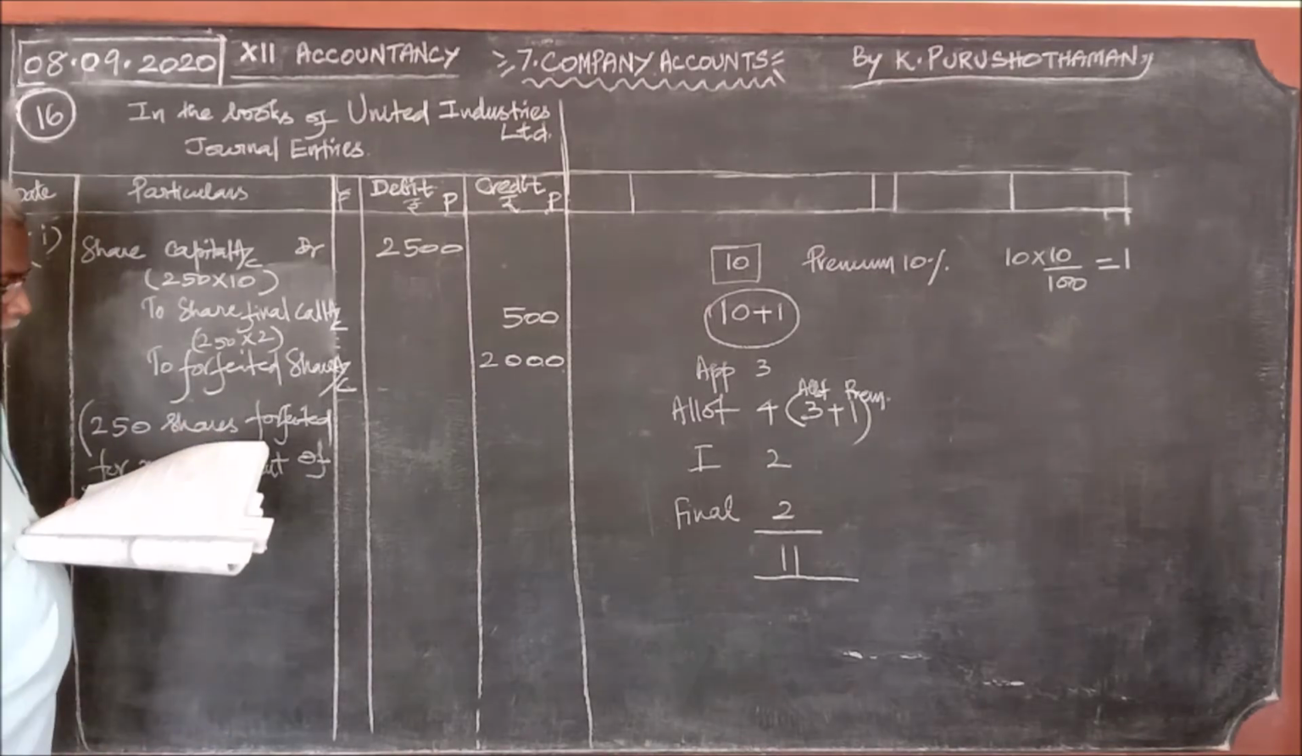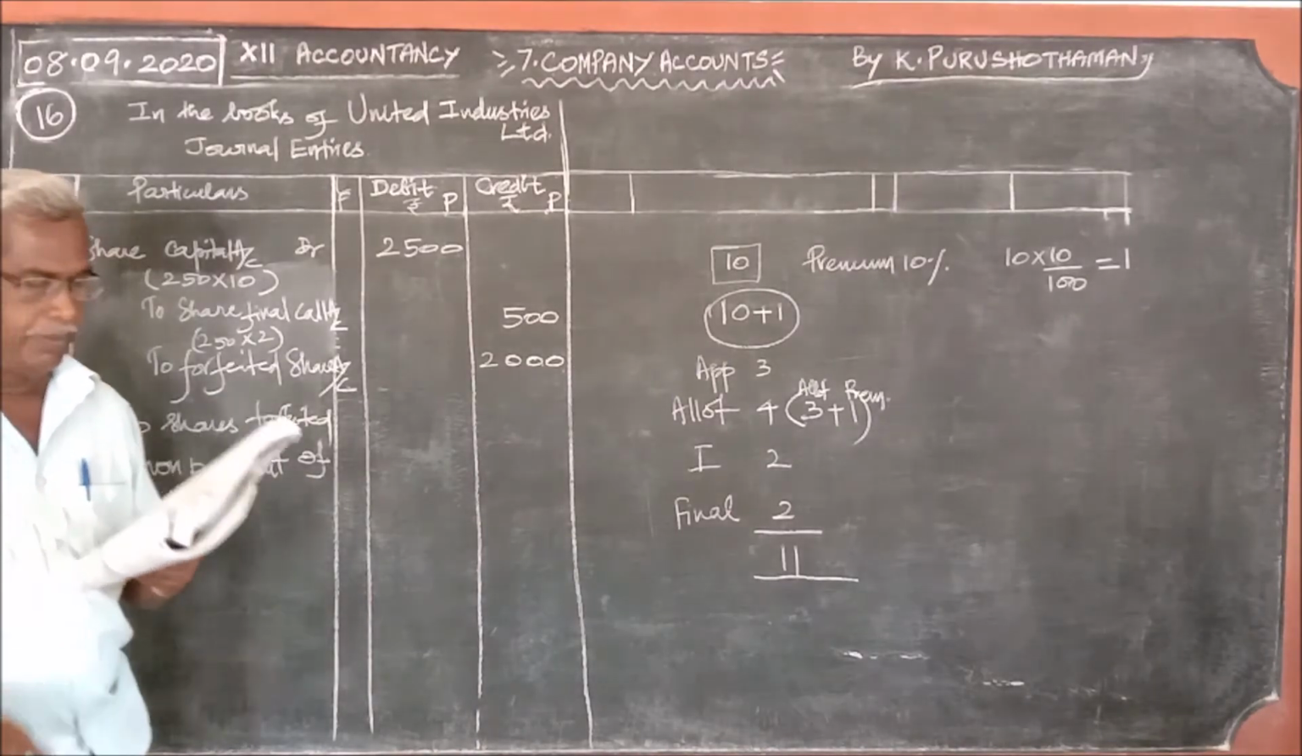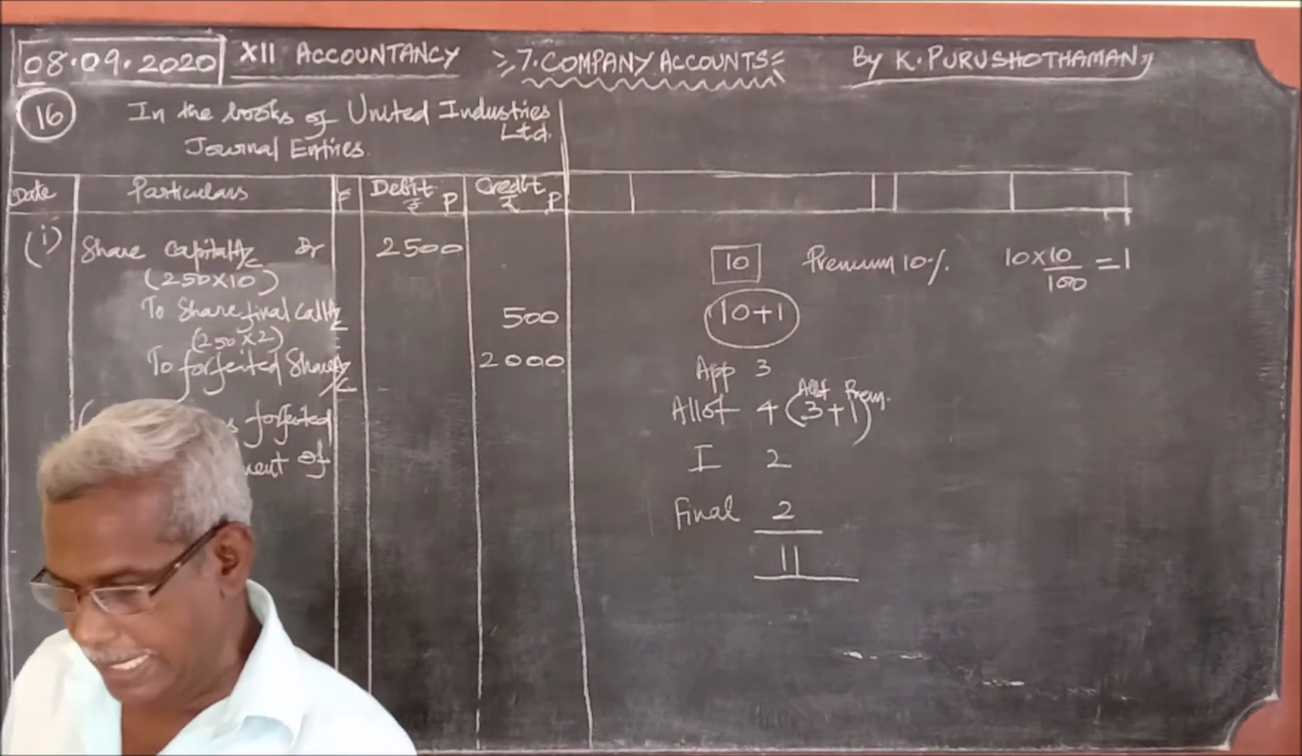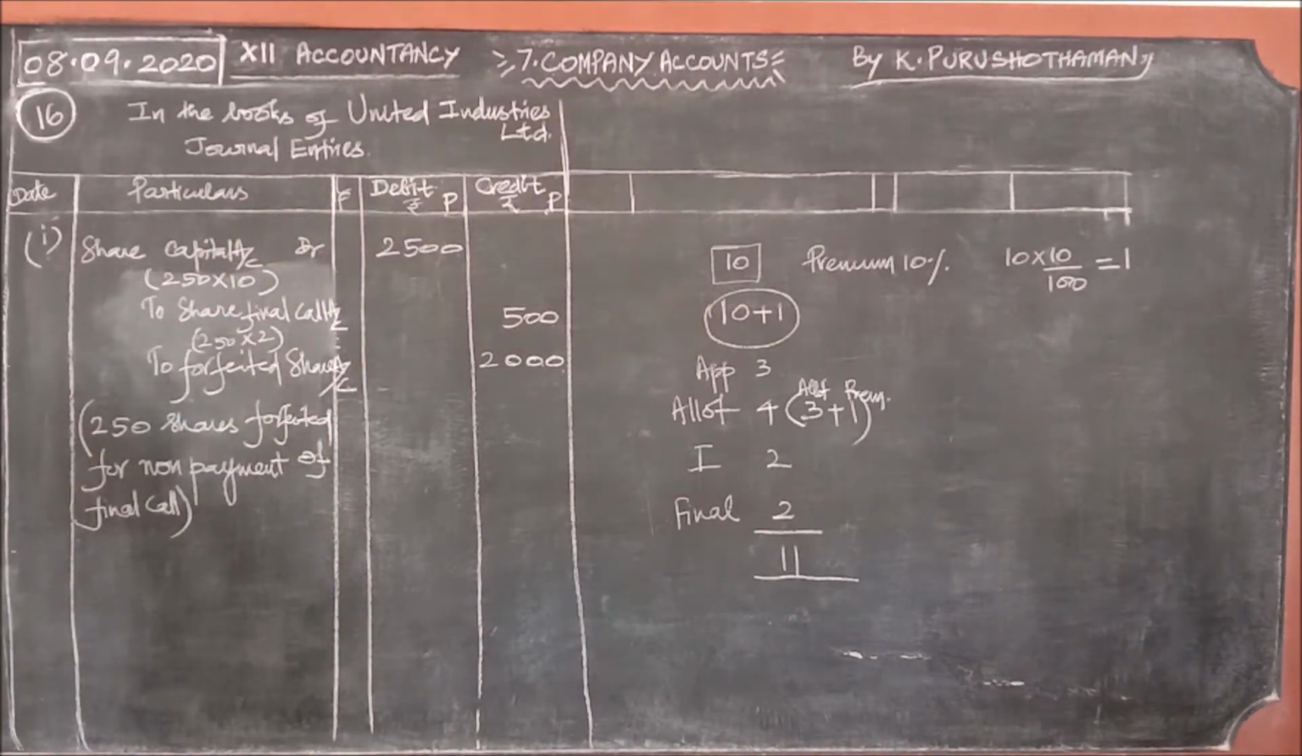Then in the second case, Manoj, who holds 250 shares, failed to pay the allotment money, the first call and the second and the final call money. He failed to pay 3 stages: one, allotment, the other one, first call, the next one, final call. All these 3 are not paid by the shareholder having 250 shares. For this, what should be the journal entry?